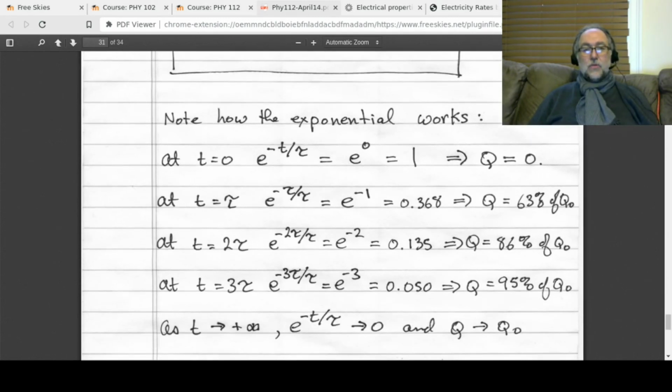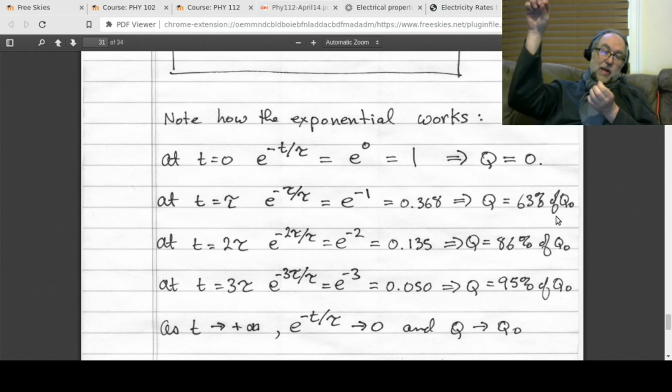So at t equals 0, you have no charge. What happens after you wait one time constant? So when t is equal to tau, take that little t in there and replace it with tau. You get e to the minus tau over tau. Tau divided by tau is 1, so that's e to the minus 1, which if you do that on your calculator, you get 0.368. And that means if you wait one time constant, your charge is at 63% of maximum. So it starts off at 0, and after one time constant, it's reached 63% of its maximum.